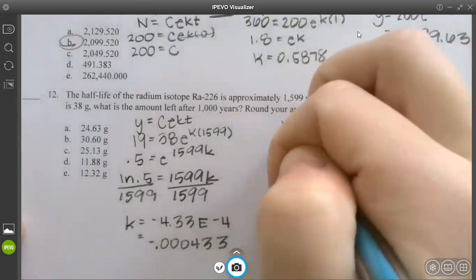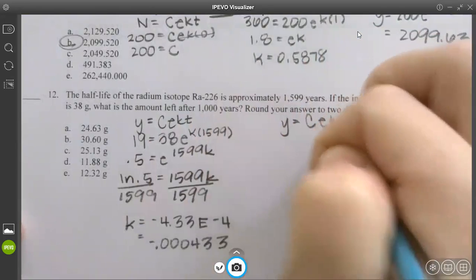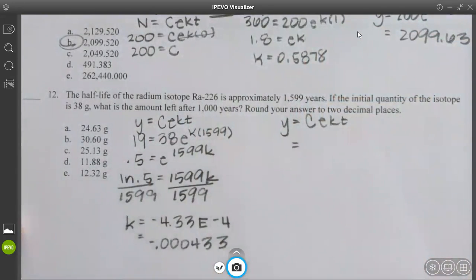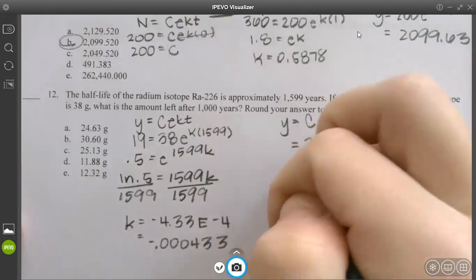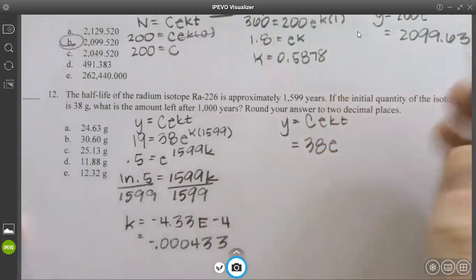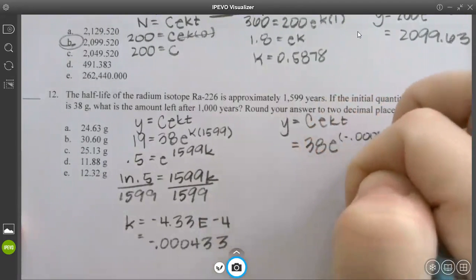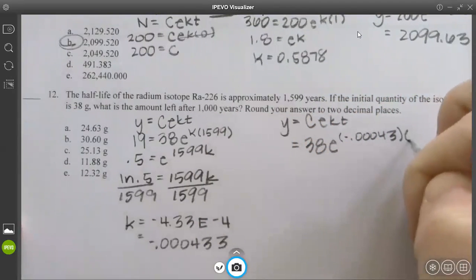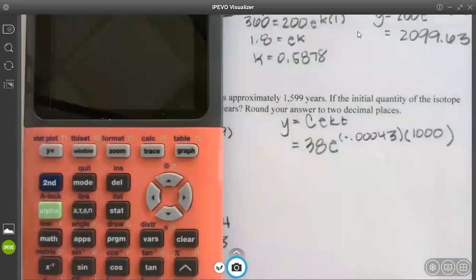We're going to use our equation again. It says, what's the amount after 1,000 years? We're looking for the end, so we're looking for Y. What was our initial amount? Our K was negative 0.0043. And then our time is going to be 1,000 years.